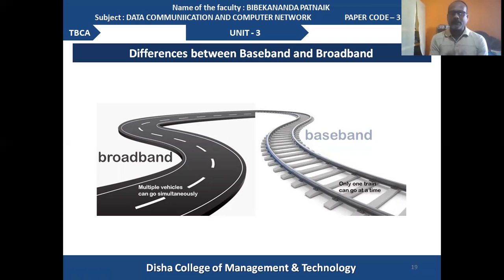On the other side, in the case of a highway, multiple vehicles can communicate simultaneously. More than one vehicle can go from source to destination simultaneously, because a highway has different tracks or a number of lanes, for light vehicles or heavy vehicles, so more than one vehicle can move at a time from source to destination. In the same way as the highway, in broadband transmission multiple data signals can be transmitted simultaneously at a particular time.